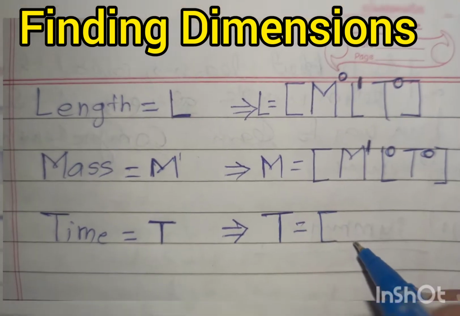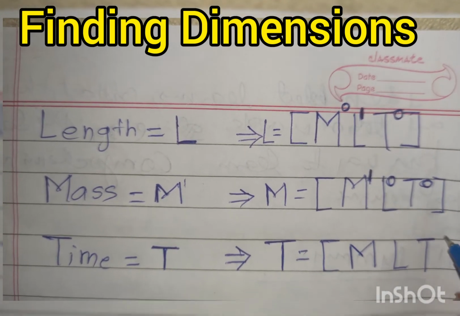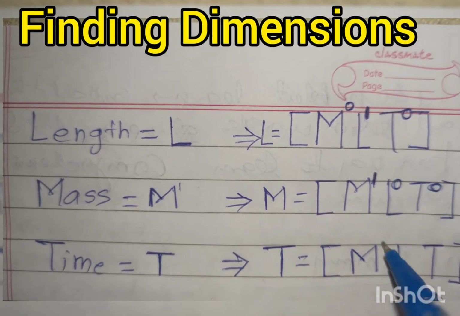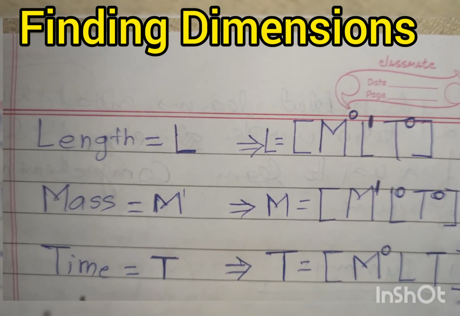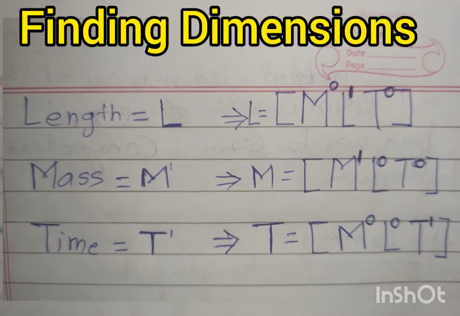Okay, so you get M, L, and T. If you see in the time definition, there's no mass component, so the mass exponent becomes 0. There's no component of length, so length becomes 0, but time has component 1, so we write 1. As simple as that is what you can understand.